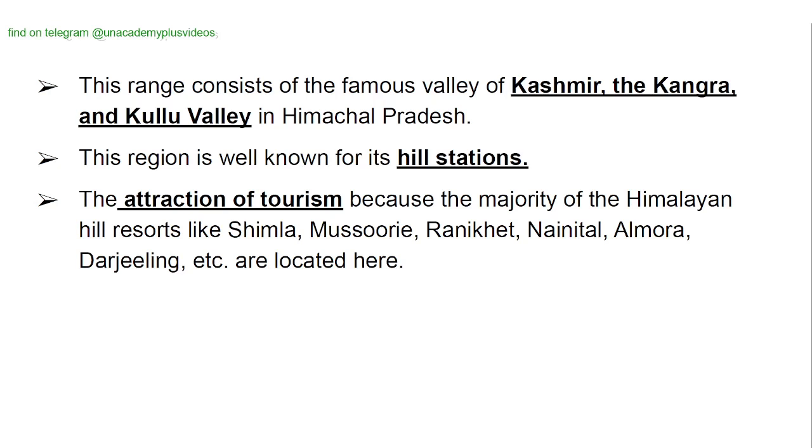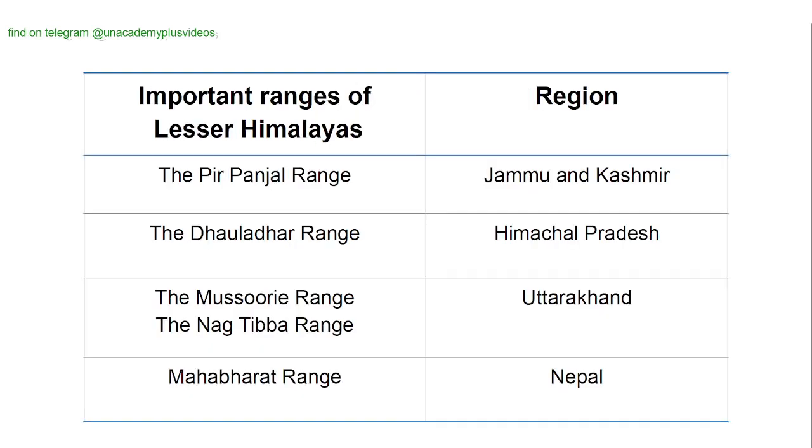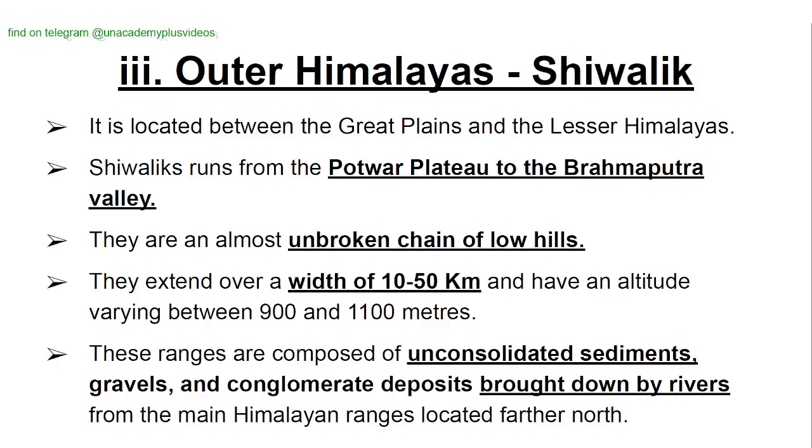This region is well known for its hill stations, an attraction for tourism, because the majority of the Himalayan hill resorts like Shimla, Mussoorie, Ranikhet, Nainital, Almora, Darjeeling, etc. are located here. Important ranges of the Lesser Himalayas: the Pir Panjal range in Jammu and Kashmir, Dhauladhar range in Himachal Pradesh, Mussoorie range in Uttarakhand, Nagtibba range in Uttarakhand and Mahabharat range in Nepal.